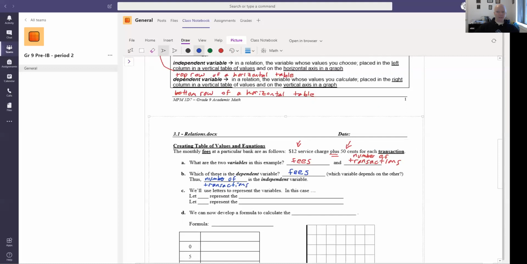Okay. So the number of transactions is the independent variable. So that comes first. The number of transactions will happen first, and then the fees follow that. So we use letters to represent the variables. So this is called defining your variables or introducing your variables.